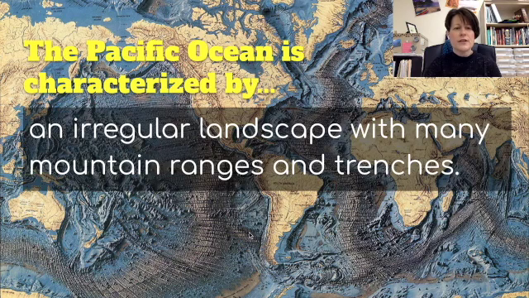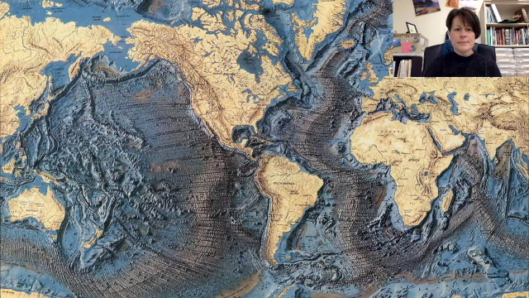And the Pacific Ocean is characterized by an irregular landscape with many mountain ranges and trenches. So, very irregular. Especially right here, we have a trench, right? Here we have wide continental shelves in the Atlantic Ocean, but over here we have trenches, and that continental shelf just pretty much immediately drops off on the edge of the continents here in the Pacific Ocean, and just lots of seamounts and irregularity. We do not see these vast plains like we do in the Atlantic Ocean.